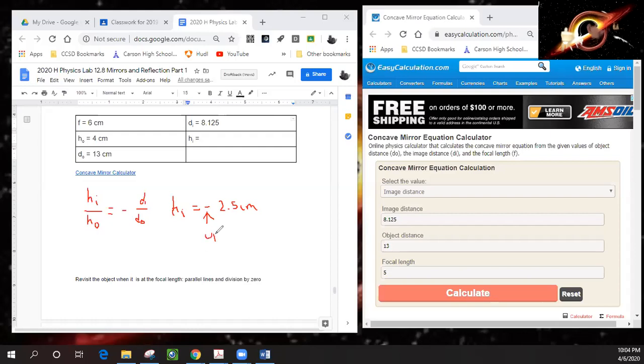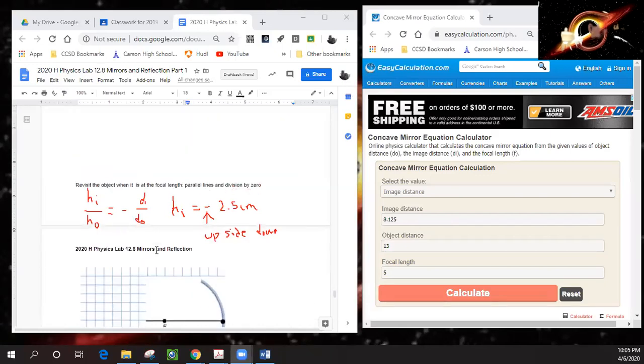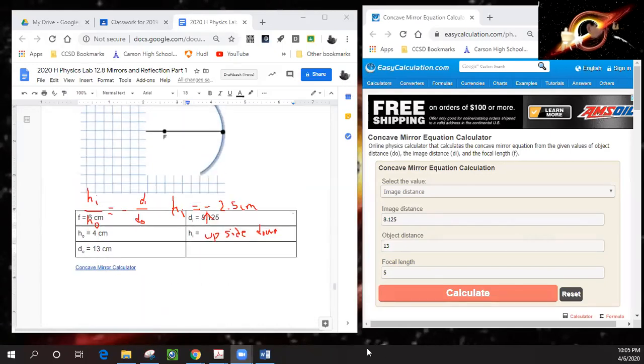It's inverted, upside down. All right, so now let me pause again and we'll continue on.